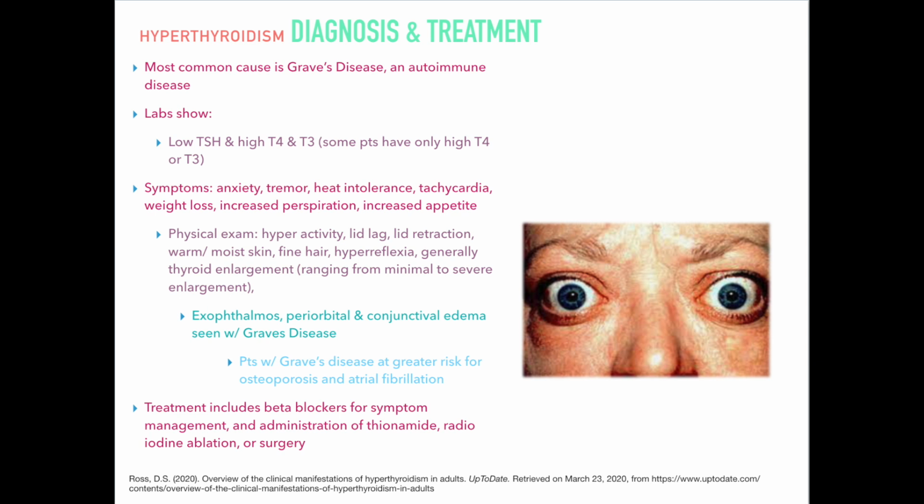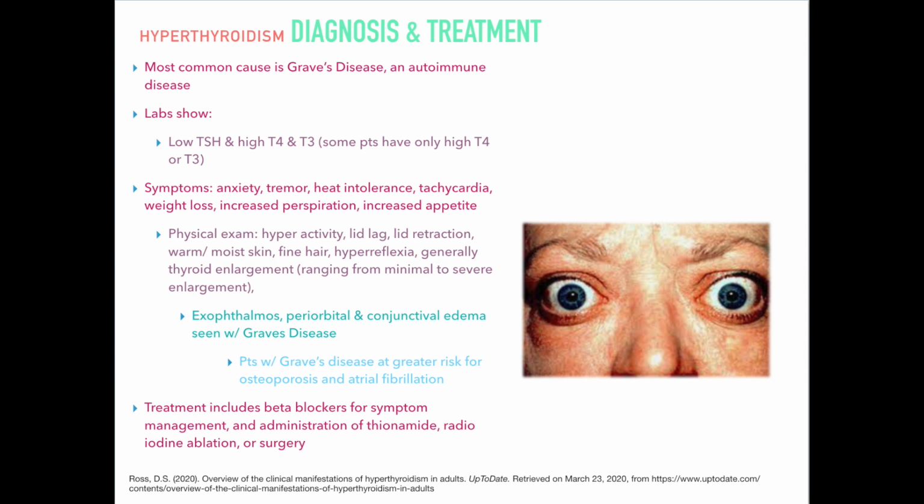hair, hyperreflexia. Generally, there is thyroid enlargement seen with these patients, and it can range anywhere from minimal to severe enlargement. And then those patients where it is Graves' disease, oftentimes something called exophthalmos will be seen. Exophthalmos, hopefully I said that. Periorbital and conjunctival edema, and there's a picture of it there, just bulging eyeballs. And then patients with Graves' disease are actually at a greater risk for both osteoporosis and atrial fibrillation.